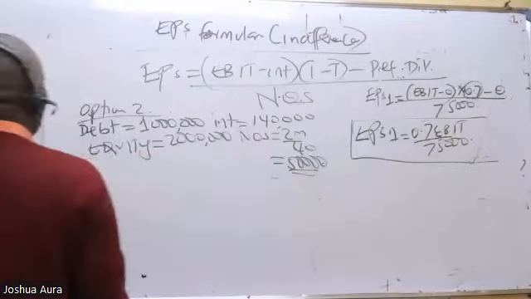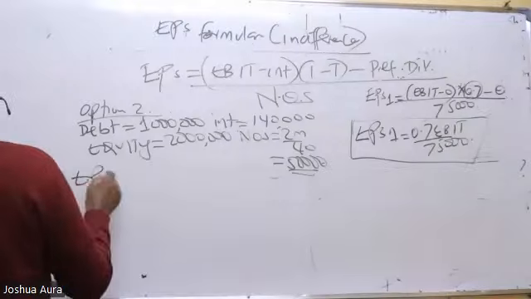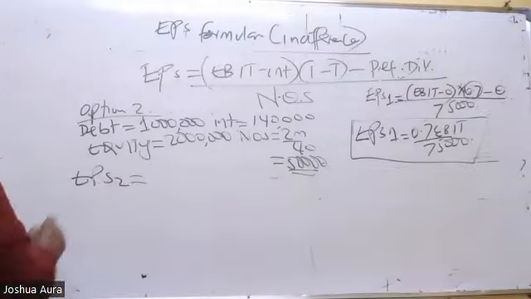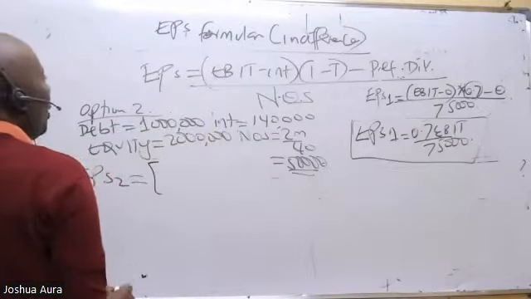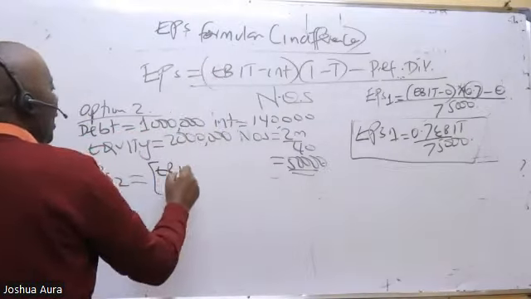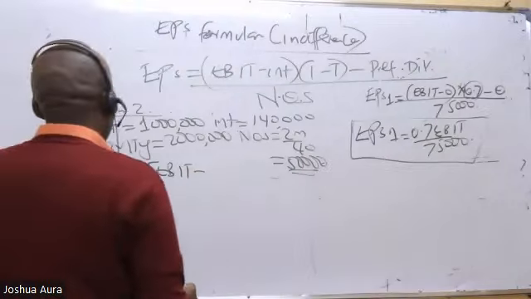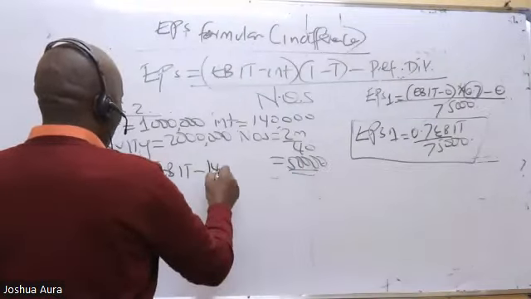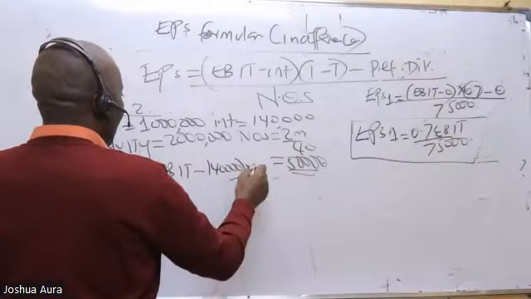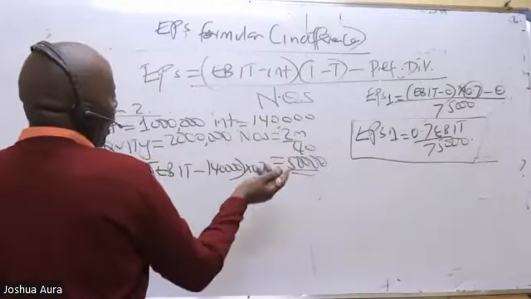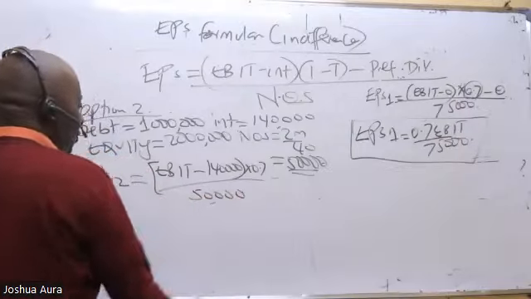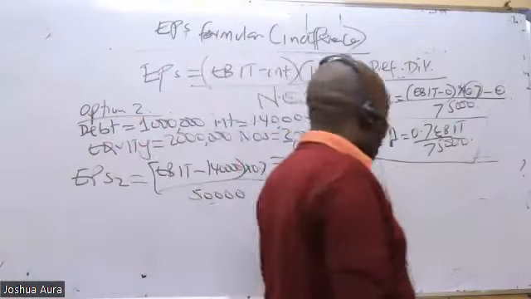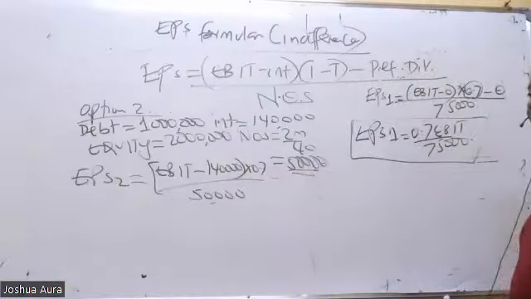So using option number 2, are you able to give me EPS 2? Is there somebody who can give me EPS 2? If you plug these figures into the formula, EPS 2 will be equal to EBIT minus interest of 140,000, times 0.7, no preference dividends, divided by 50,000. Please let me know whether we are together up to here.